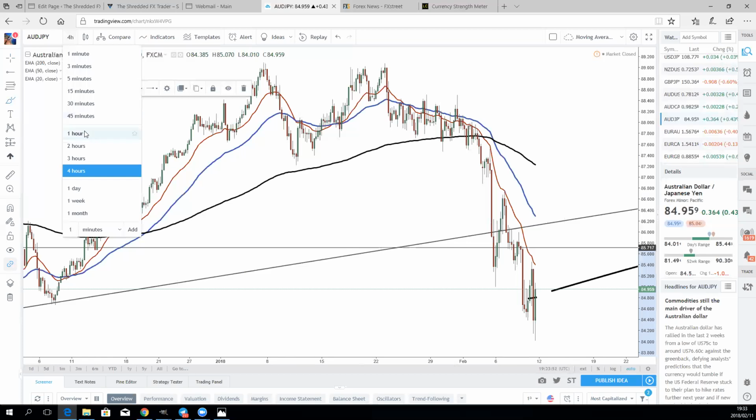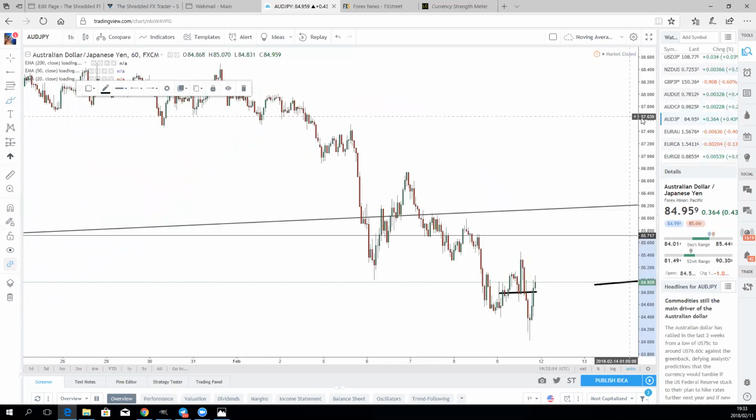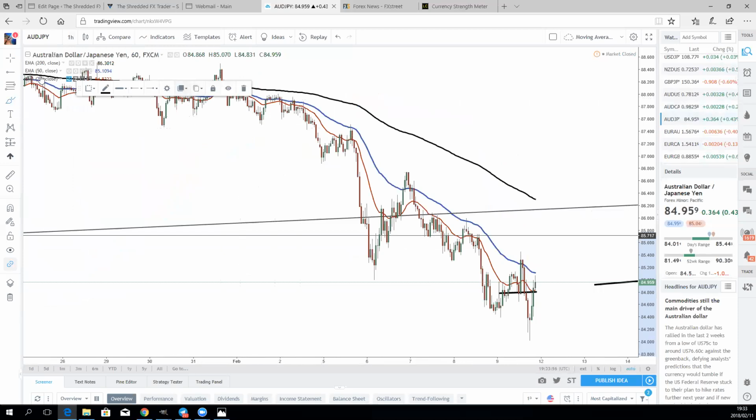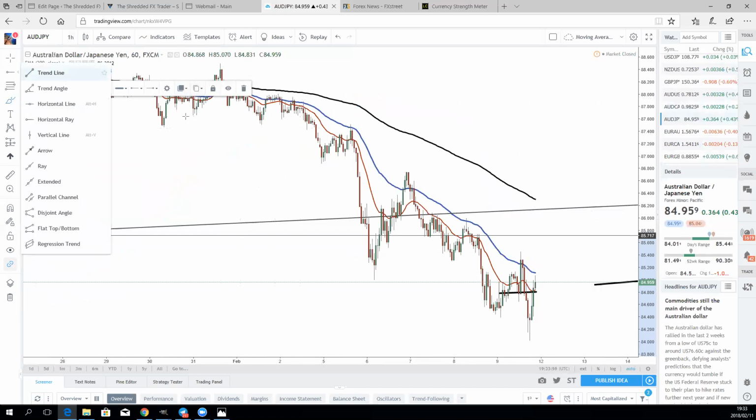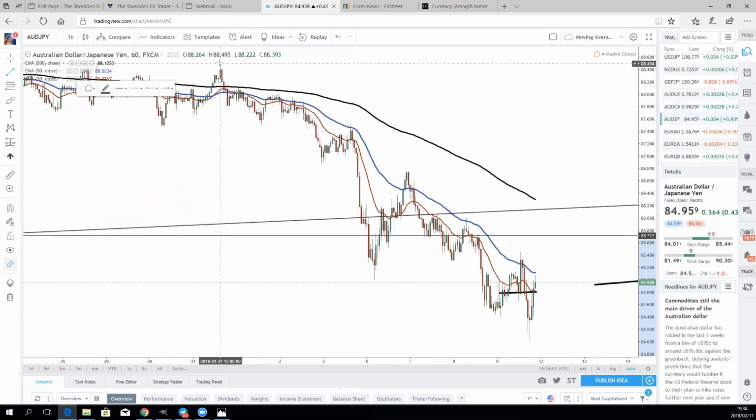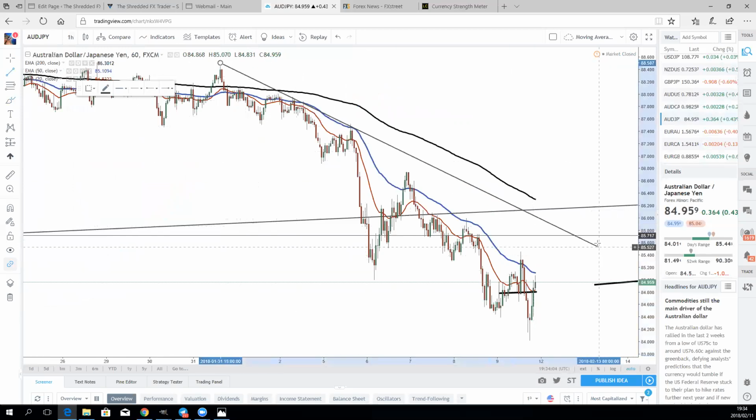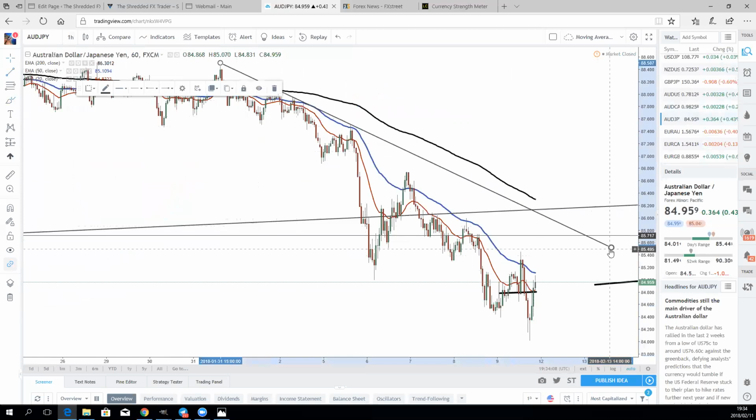Four hours, another 1 hour. Again, if you're going to be doing intraday trading, obviously we're trading below the 250 as well. So you're just looking for short positions until we close above the 50 and actually after the pullback carry on.